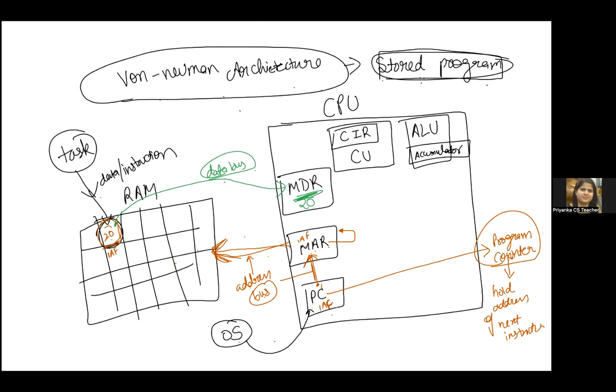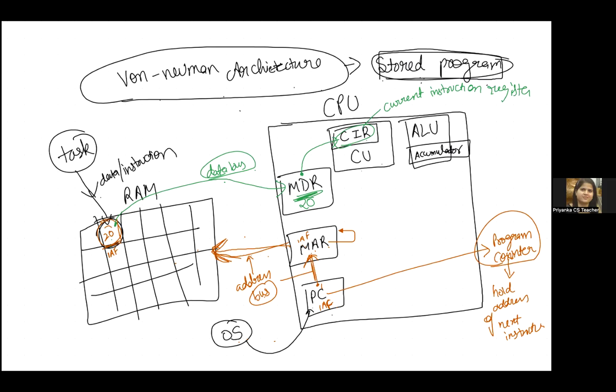When the MDR receives this instruction, it sends this instruction to the CIR. The full form of CIR is current instruction register. The current instruction register is actually inside the control unit. It is an example of a register in the CPU.